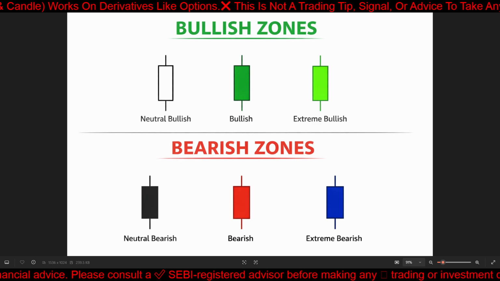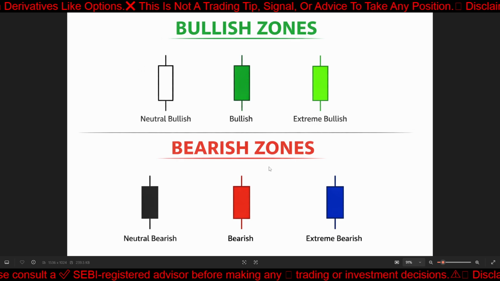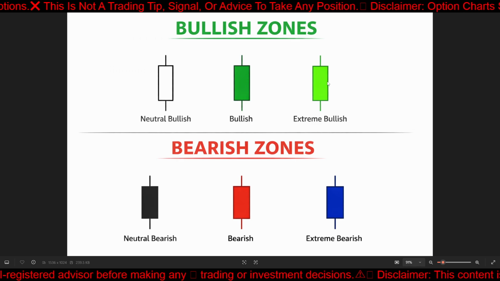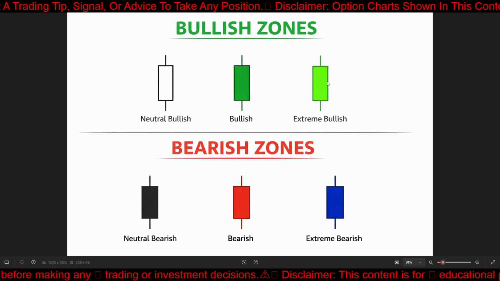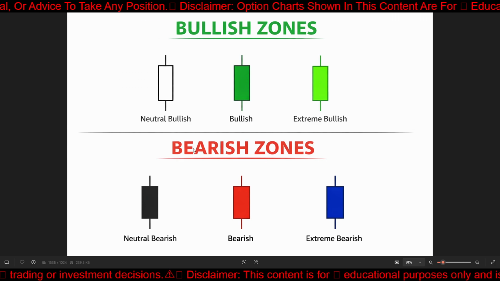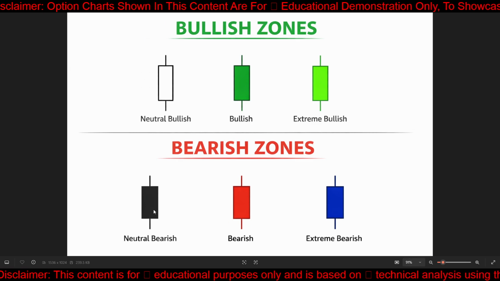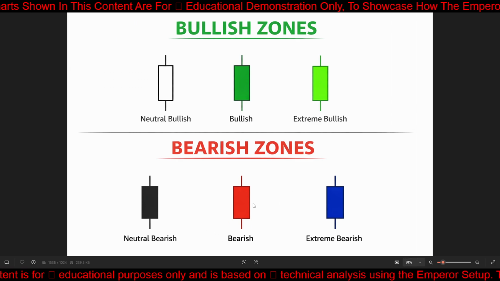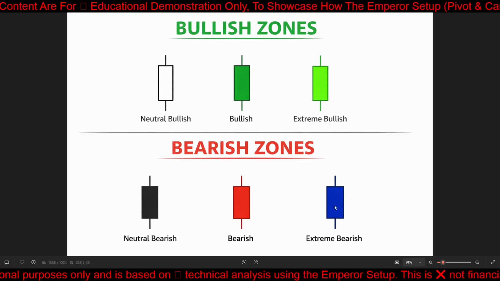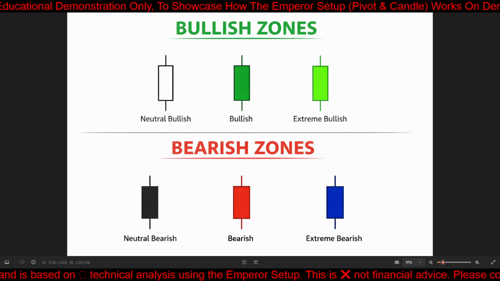After that, this is parrot green candle or lime green candle which is extreme bullish. After that, this is a black candle, neutral bearish. Red candle means it's a bearish, and blue candle means it's extreme bearish.